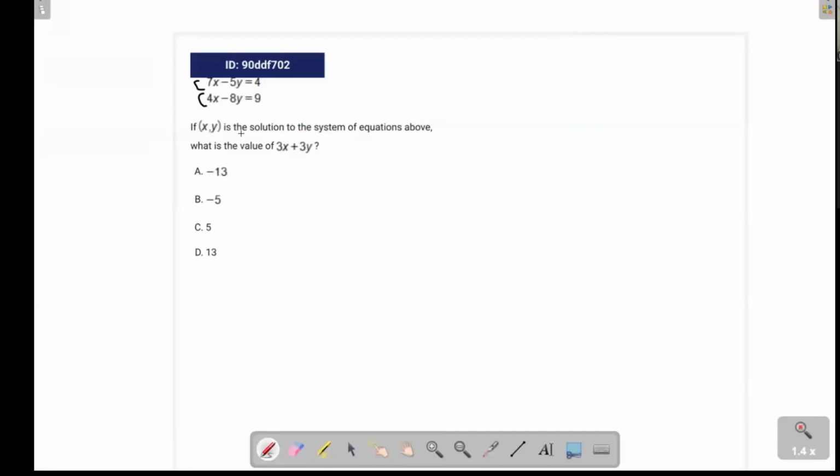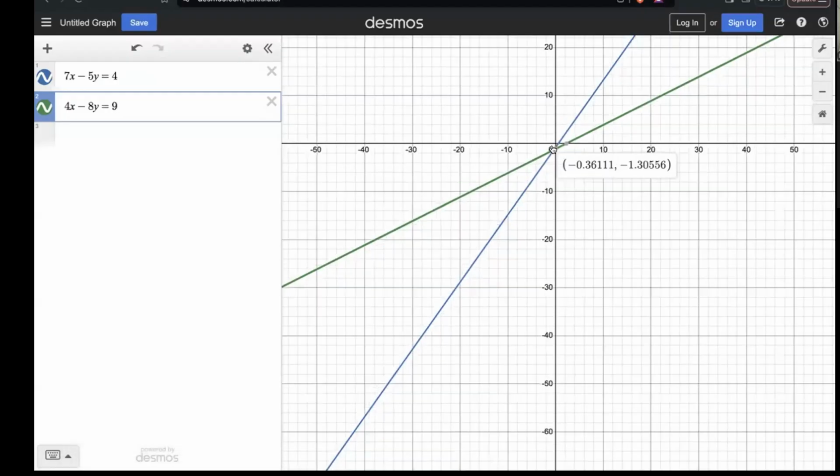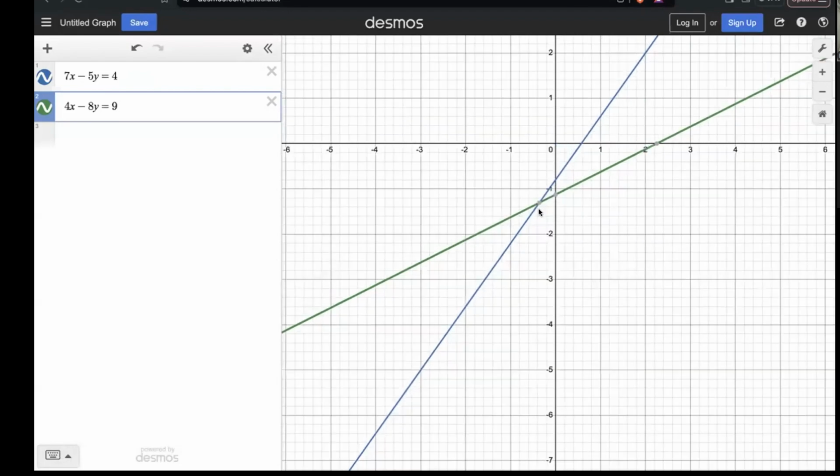Now, it tells us that (x, y) is a solution. When they say something's a solution between two lines, that's basically where they intersect. If we zoom in, they intersect at this point right here. These x and y values are decimals. So our x value is going to be negative 0.36, and our y value is going to be negative 1.3.